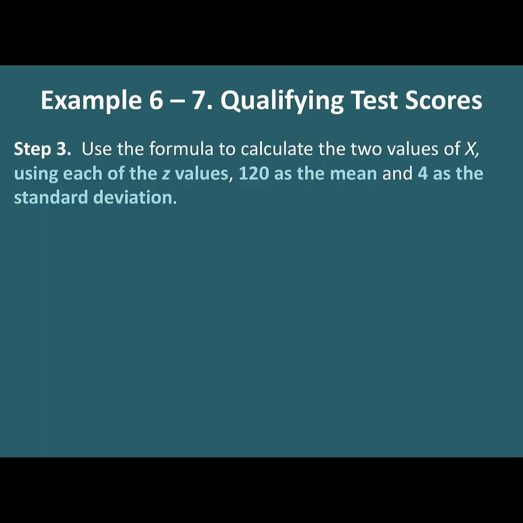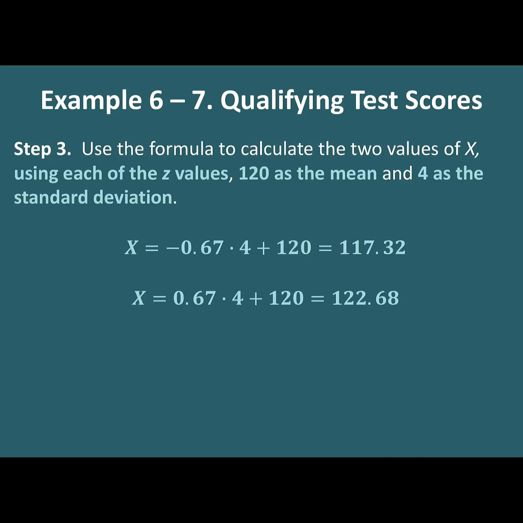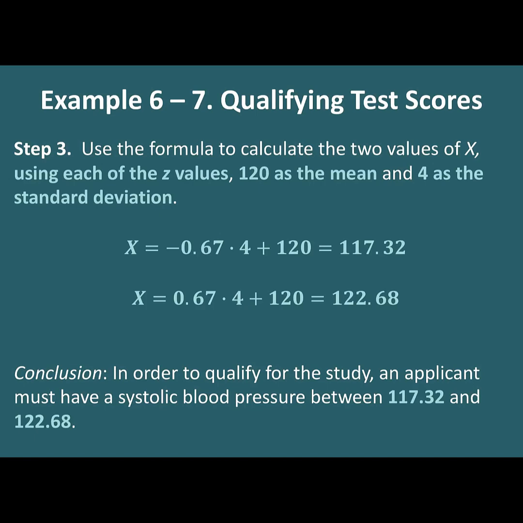Step 3. Use the formula to calculate the two values of x, using each of the z-values, 120 as the mean and 4 as the standard deviation. The first will be negative 0.67 times 4 plus 120, which gives us 117.32. The other, 0.67 times 4 plus 120, 122.68. Conclusion, in order to qualify for the study, an applicant must have a systolic blood pressure between 117.32 and 122.68.